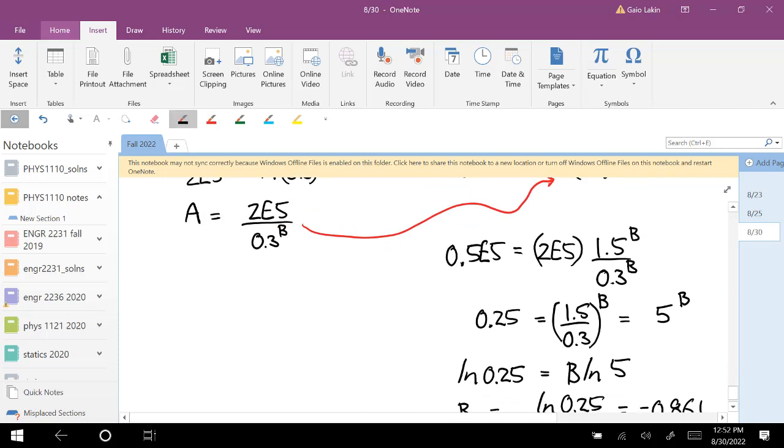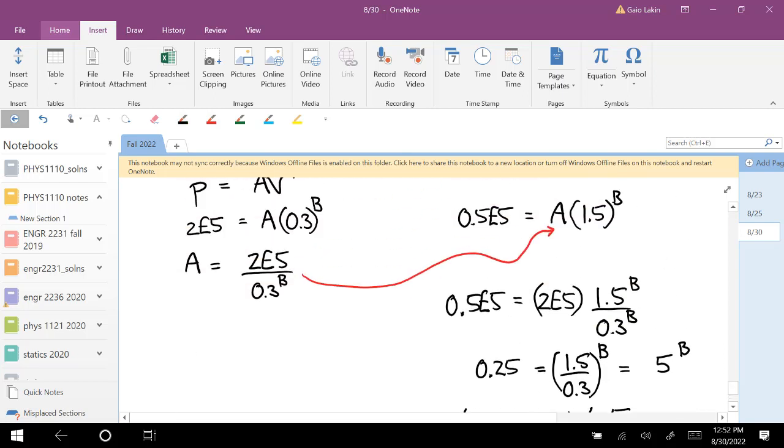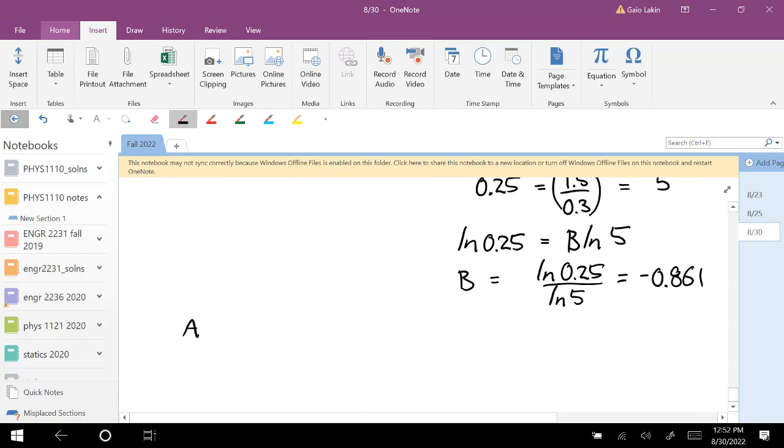Now you can plug that back in and solve for A. So A is equal to 2 times 10 to the 5th divided by 0.3 to the negative 0.861. And you get A is equal to 70,930.